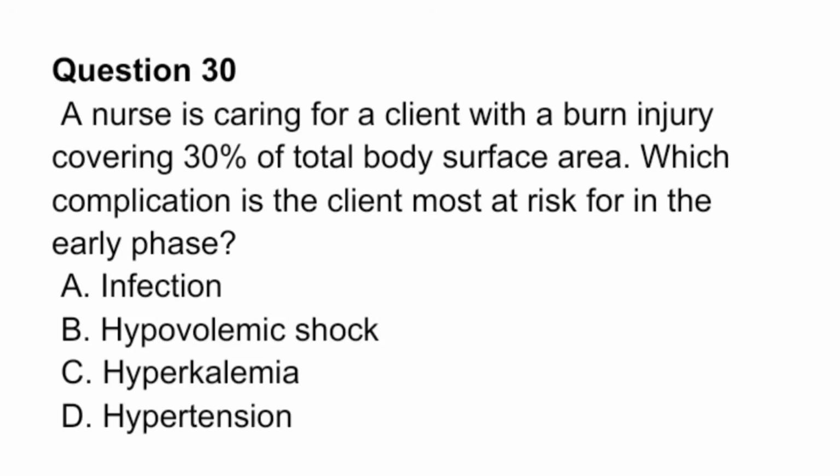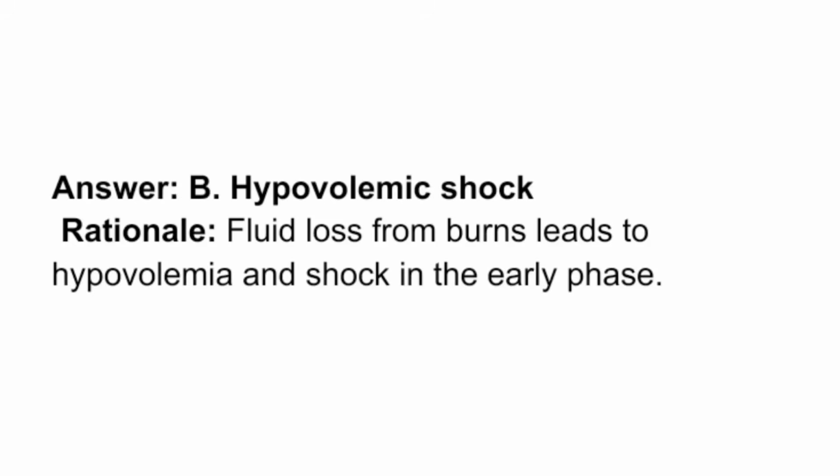Question 30. A nurse is caring for a client with a burn injury covering 30% of total body surface area. Which complication is the client most at risk for in the early phase? A. Infection. B. Hypovolemic shock. C. Hyperkalemia. D. Hypertension. Answer: B. Hypovolemic shock. Rationale: fluid loss from burns leads to hypovolemia and shock in the early phase.